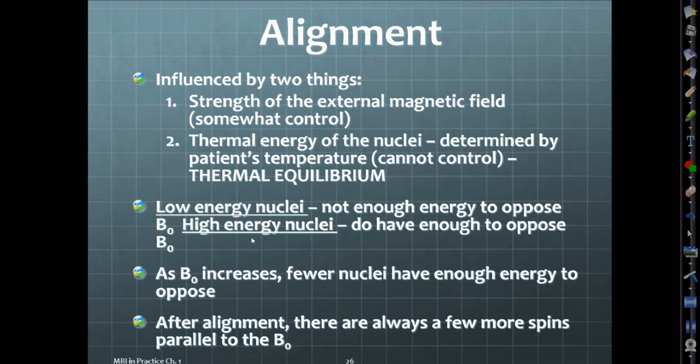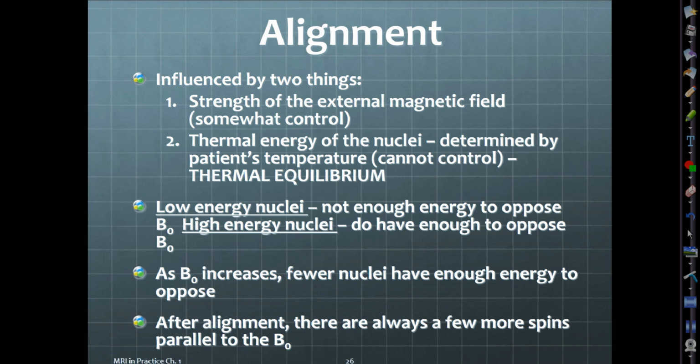So this is kind of a summary slide. Those low energy nuclei do not have enough energy to oppose B sub 0. The high energy do have enough energy to oppose B sub 0. As B sub 0 increases, and what that's saying is you go from a 1.5 to a 3 Tesla, you'll have fewer nuclei that have enough energy to oppose. So now it even takes more energy to oppose a 3 Tesla versus a 1.5.